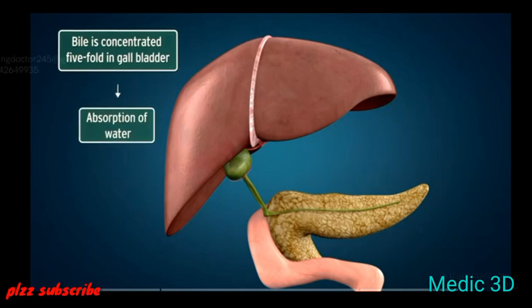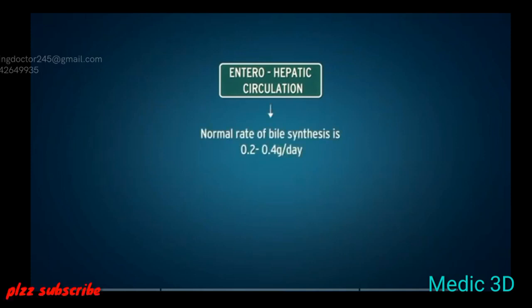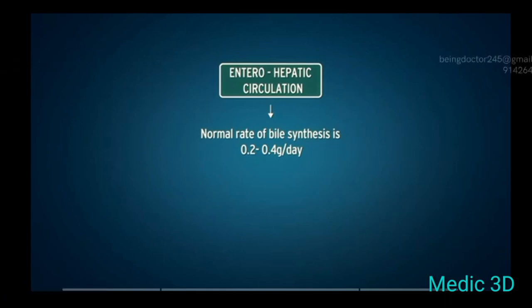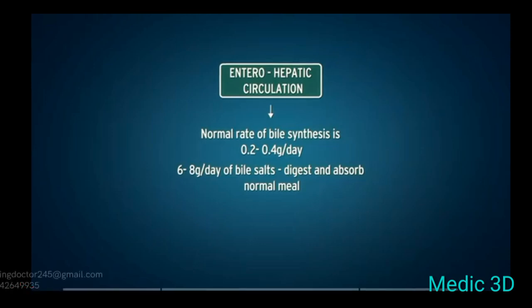Enterohepatic circulation. The normal rate of bile synthesis is 0.2 to 0.4 gram per day, and almost 6 to 8 gram per day of bile salts are required to digest and absorb a normal meal. So enterohepatic circulation is necessary because of the limited pool of bile salts available to help break down and absorb fat.